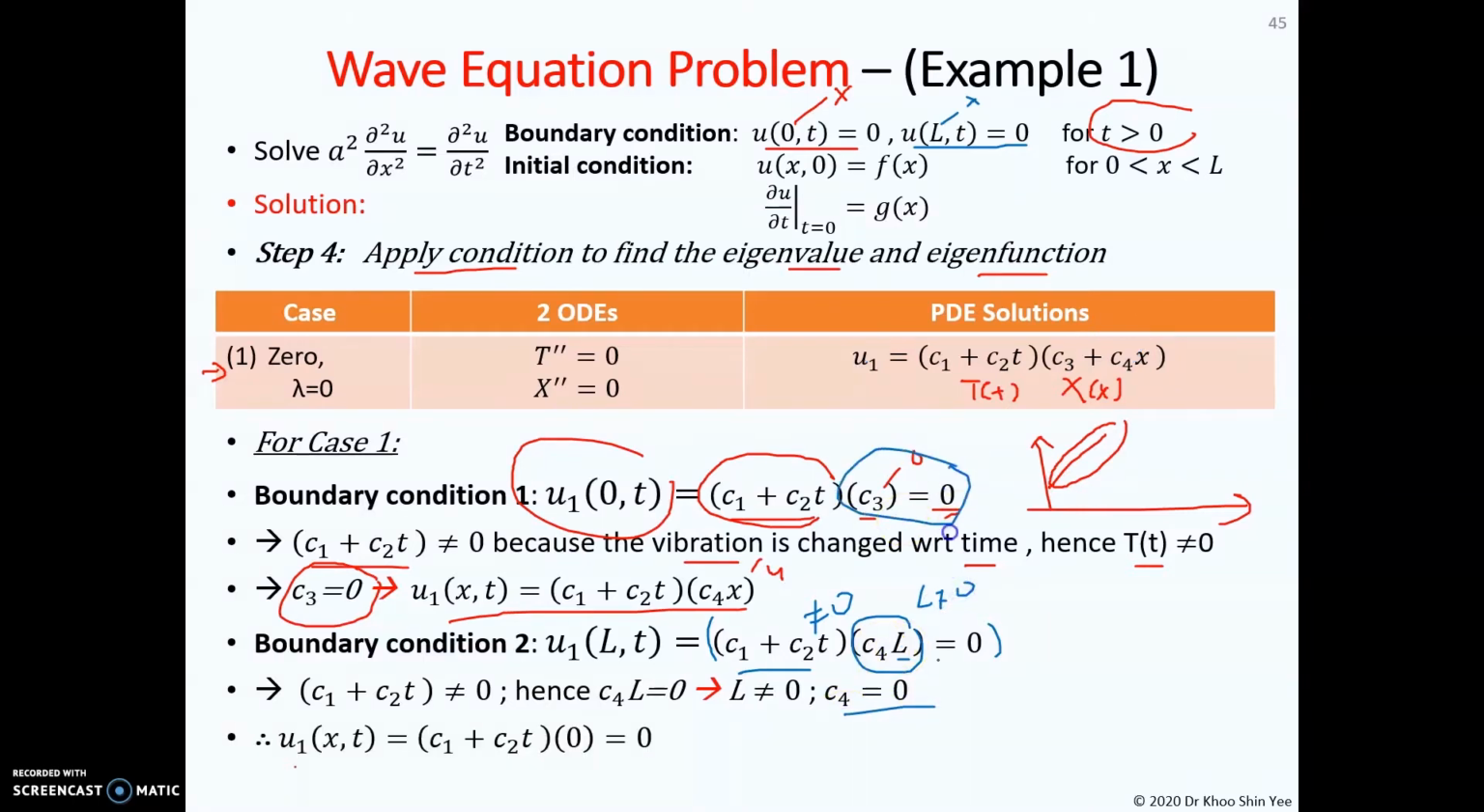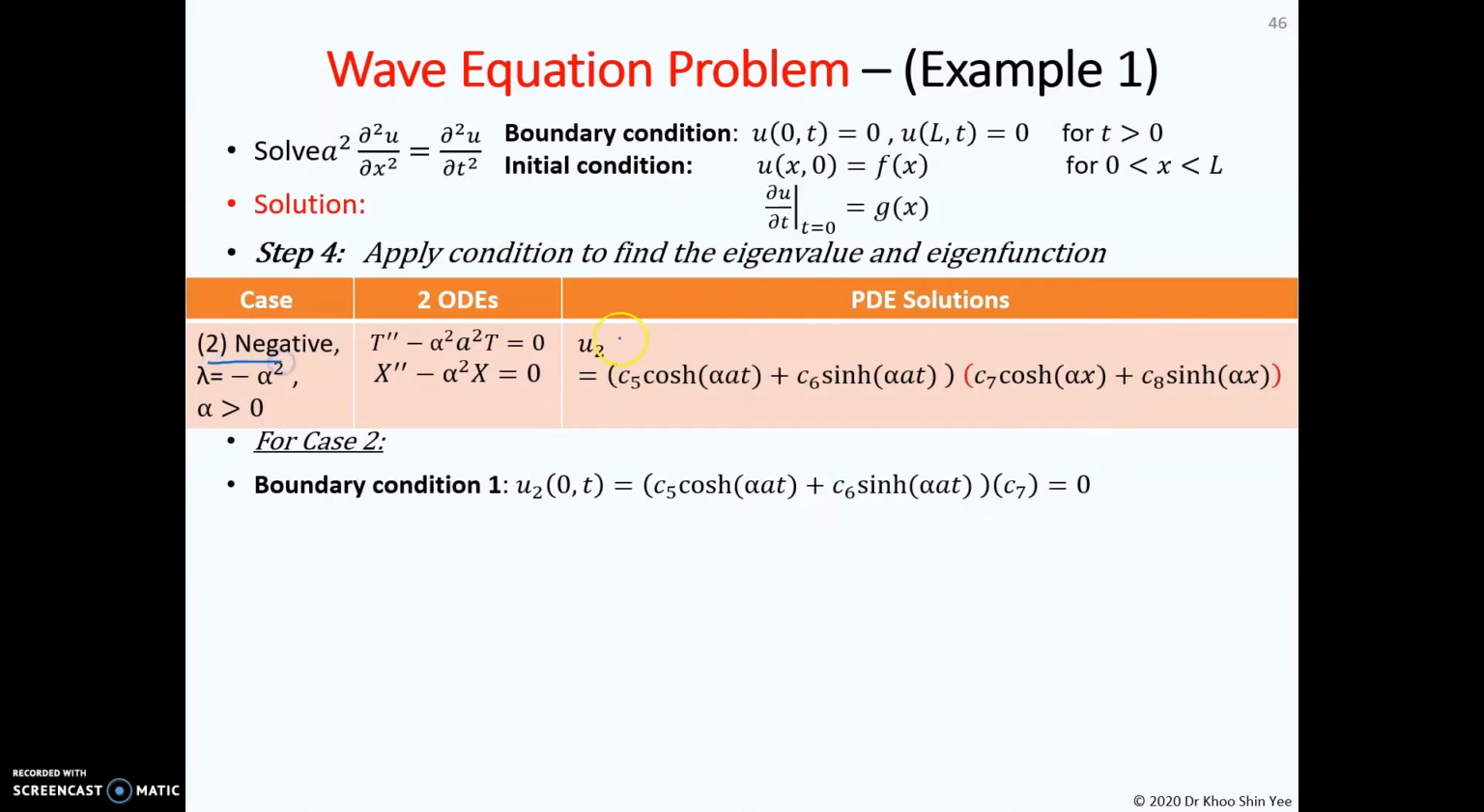Since you obtain C3 and C4 equal to 0, therefore this component will be equal to 0. Multiply it, you obtain the PDE solution to be 0 in this case. And there is no solution for case 1. For the second case, this is the PDE solution, which is equal to the t function here multiplied with the x function here.